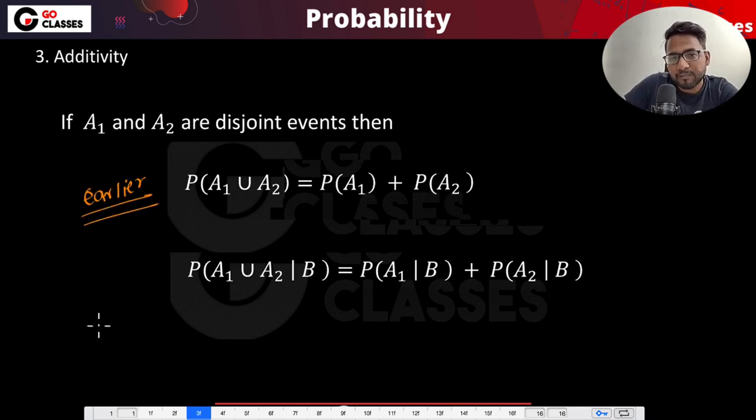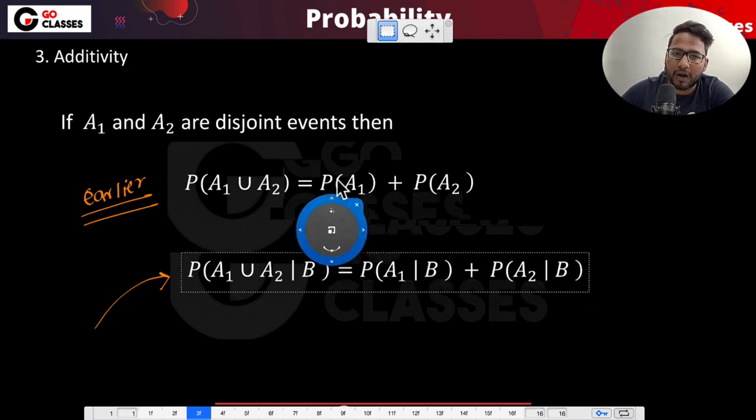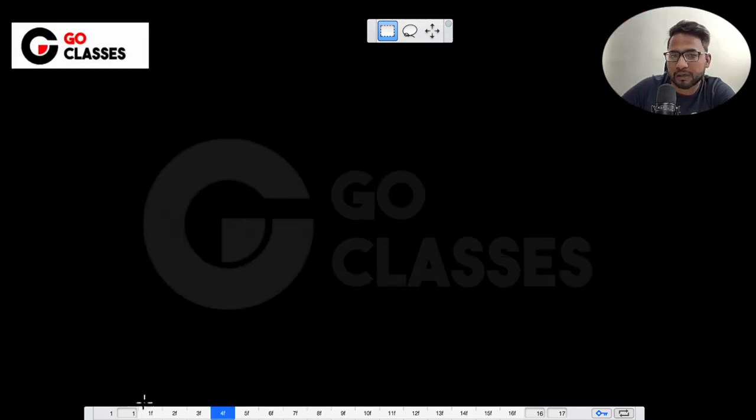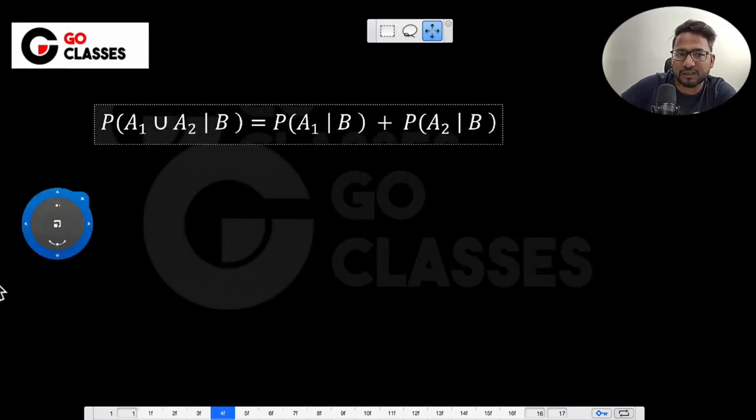And now in conditional probability we have this. Earlier we used to have this, now we want to prove this, where A1 and A2 were earlier disjoint, and now they are also disjoint. So we want to prove it. Let's see if we can prove it. I might use the earlier result that we already have, but let's go to the next page and prove it.